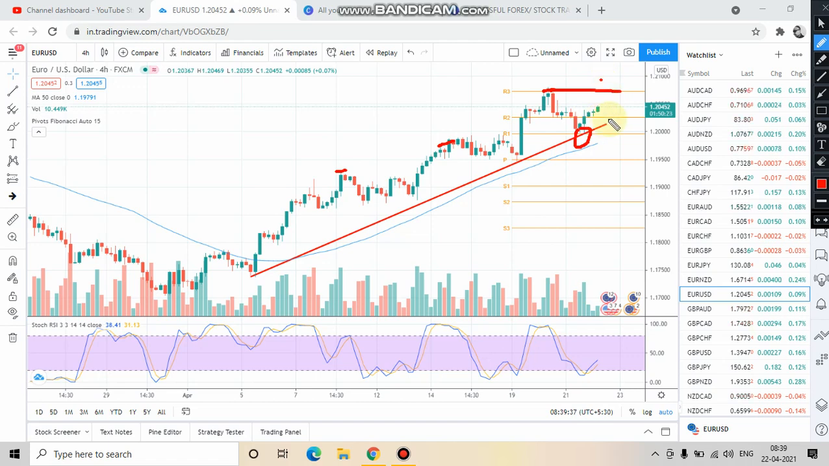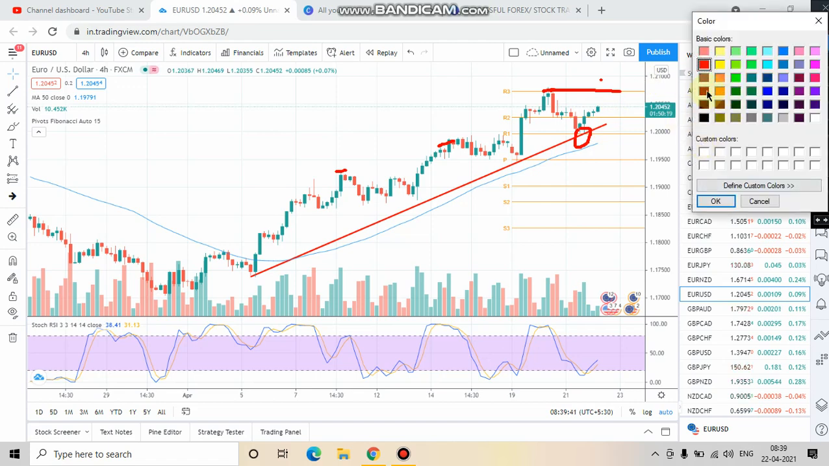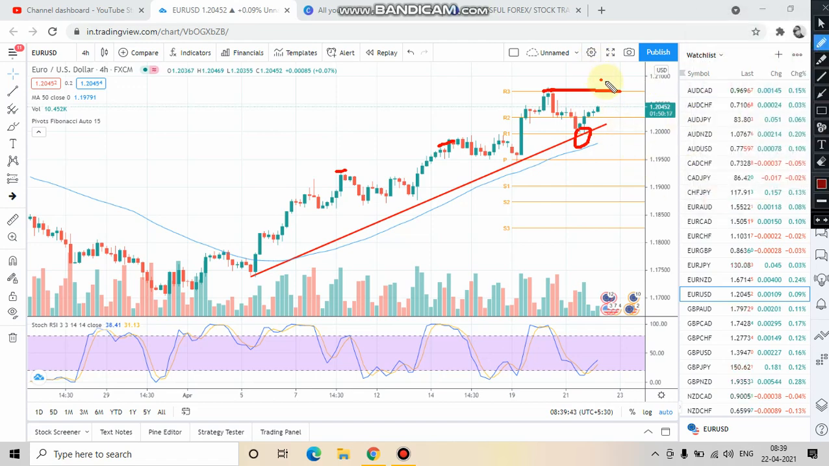But we'll have to wait for the best opportunity. Yes, we'll have to wait for the market to come down to this trend line again. You all know it very well that I'm not a big fan of trend lines, but yes, in this case market is following the trend line.